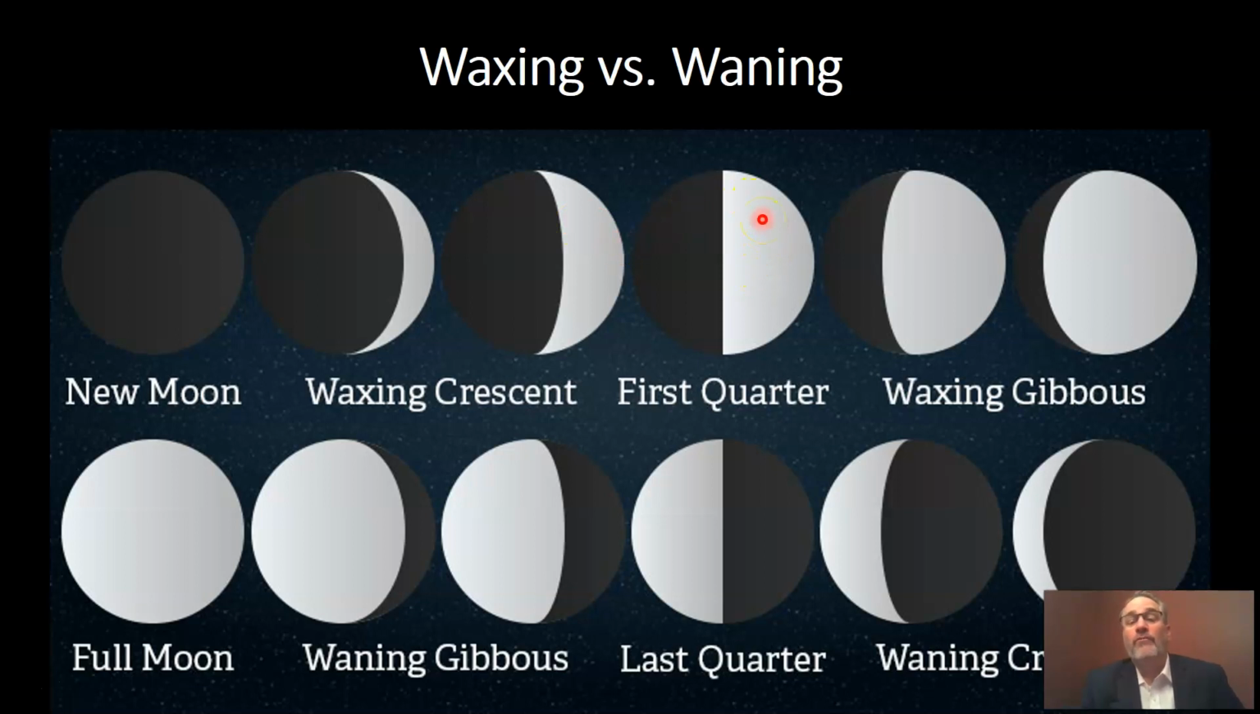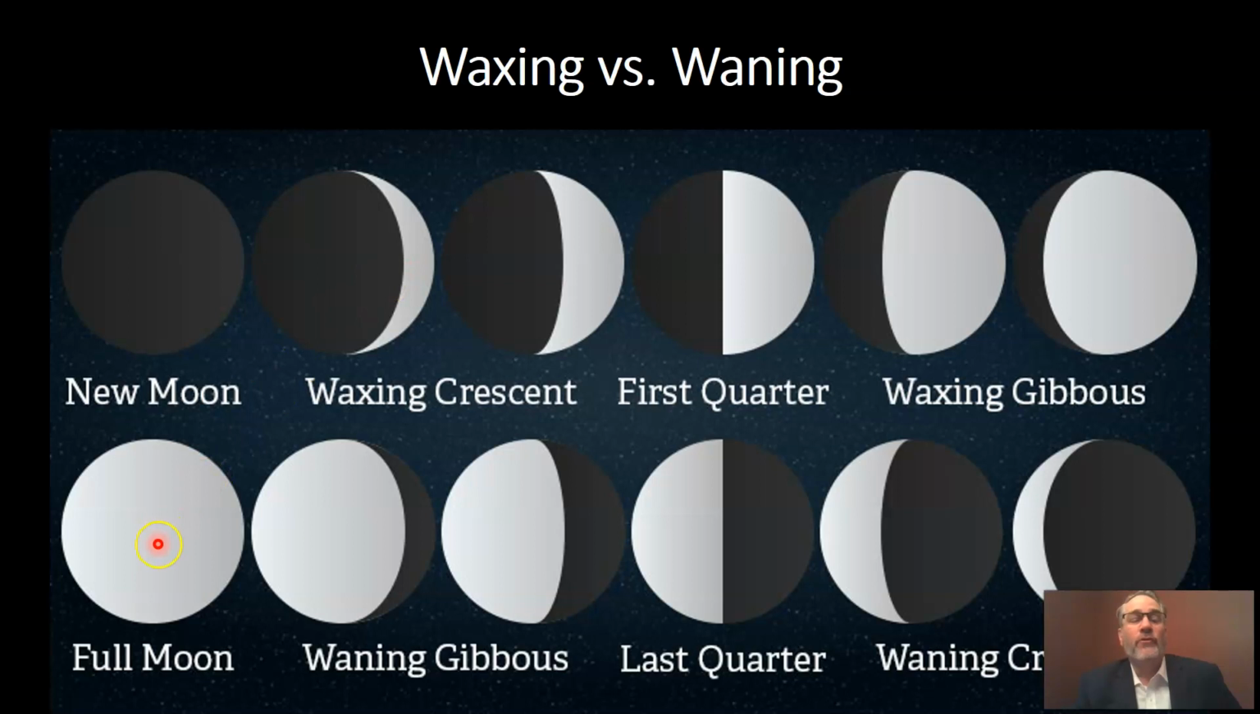We arrive at the first quarter where half of the moon appears to be lit, and then more than half, and then almost all of the moon is lit. We would call all of these waxing phases. And the reason we call them waxing phases is because the lit portion of the moon is increasing. It's getting larger. The moon is becoming more lit.